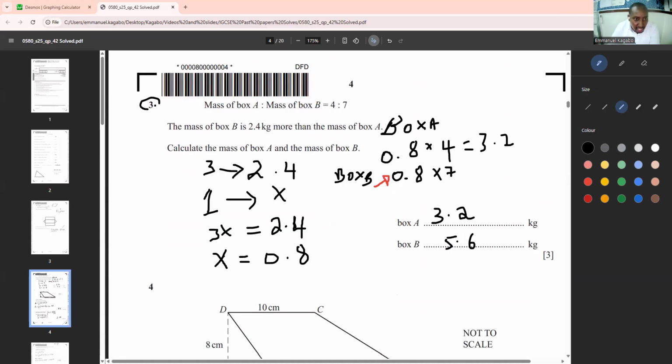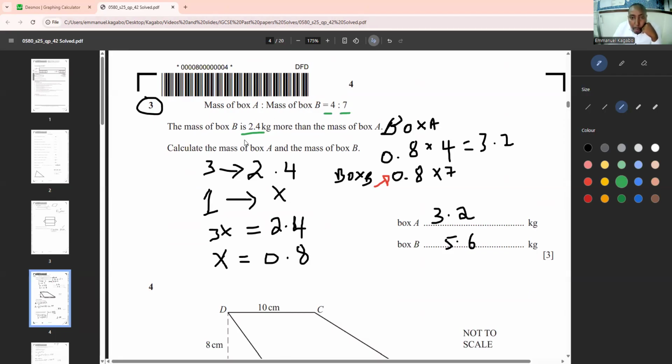Now, question 3. That's where the math is becoming very interesting. Are you ready, guys? Okay? Math is getting very interesting. Get ready here now.